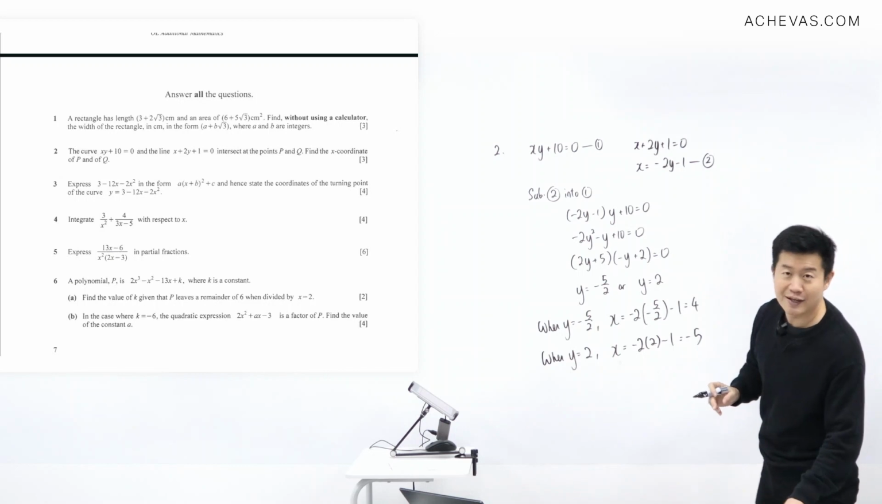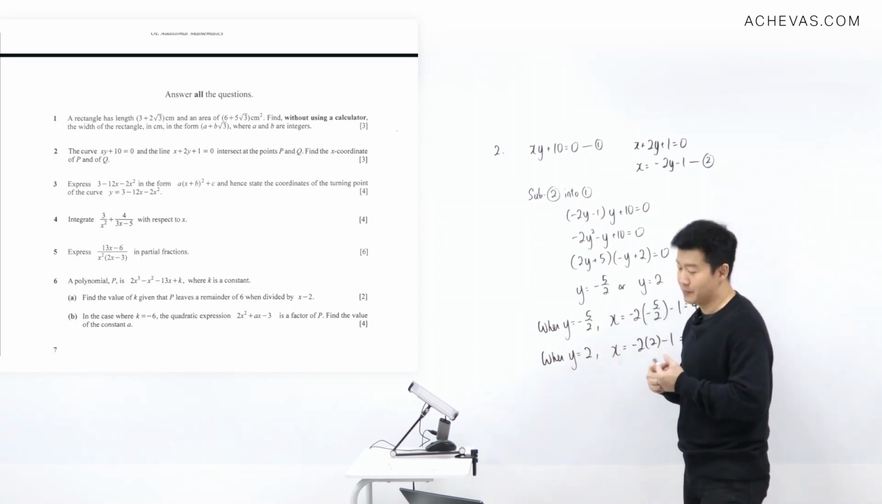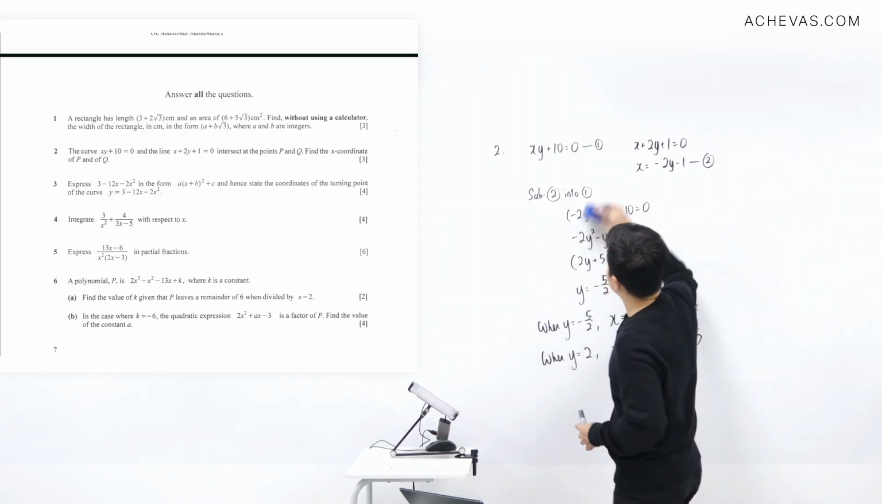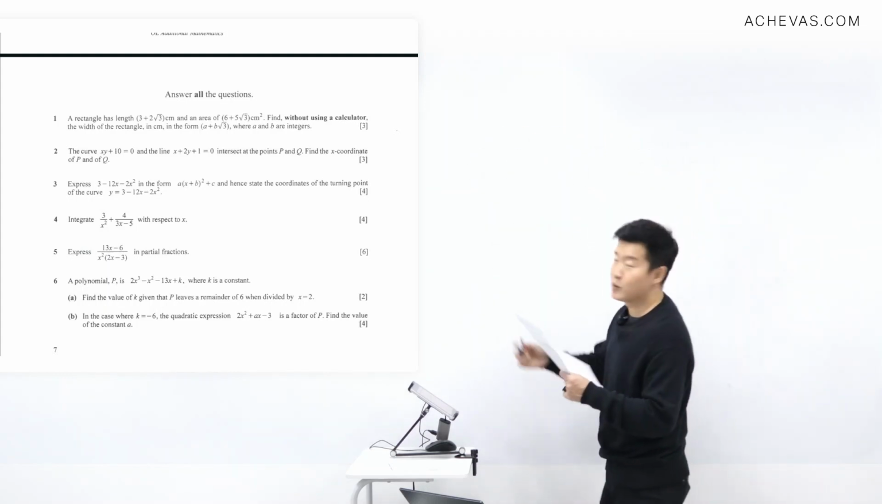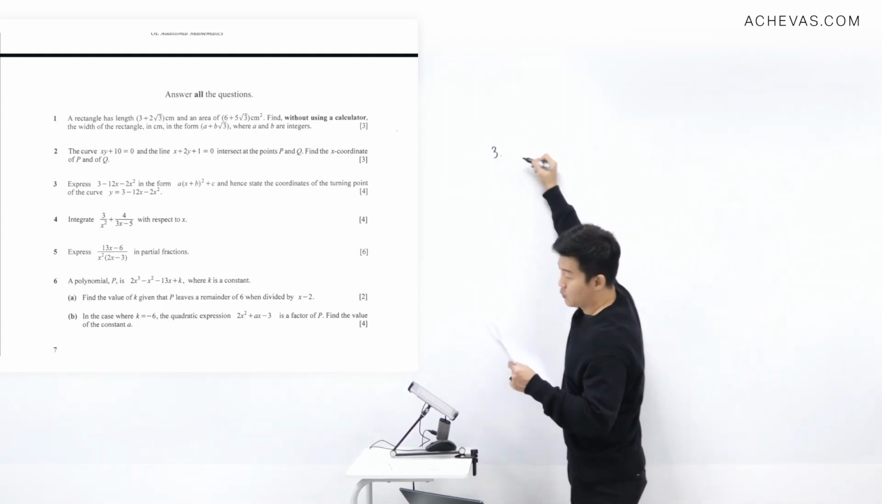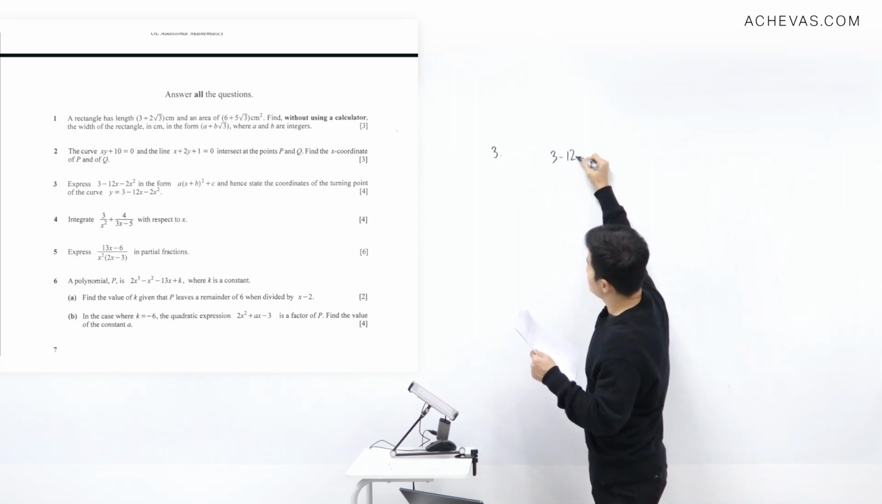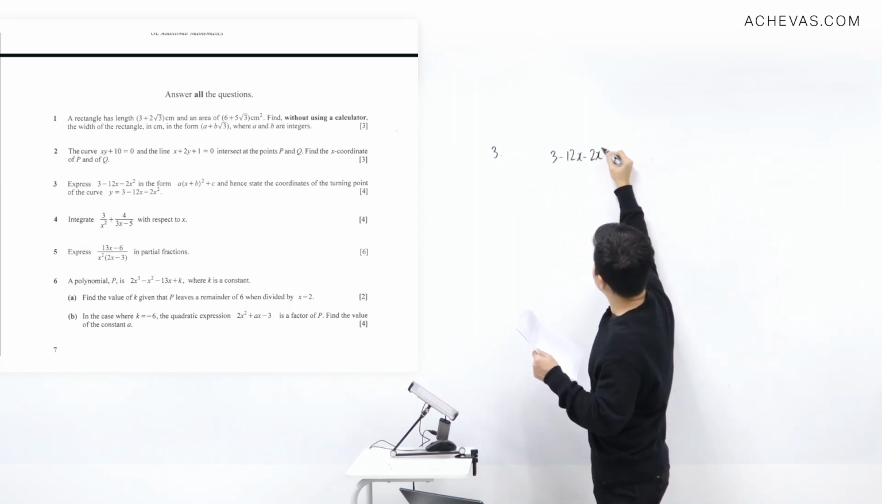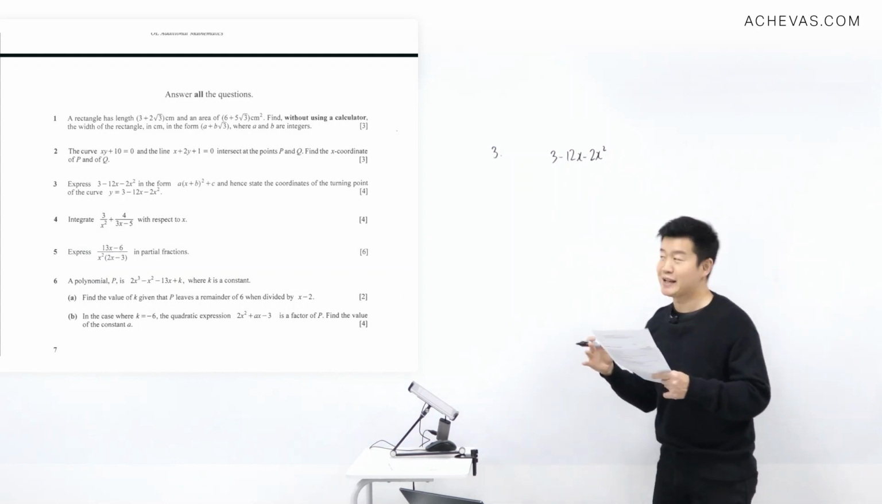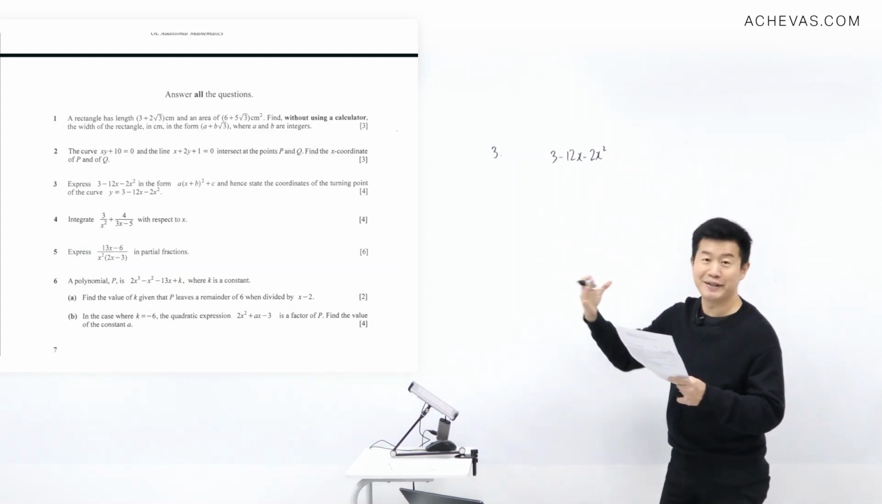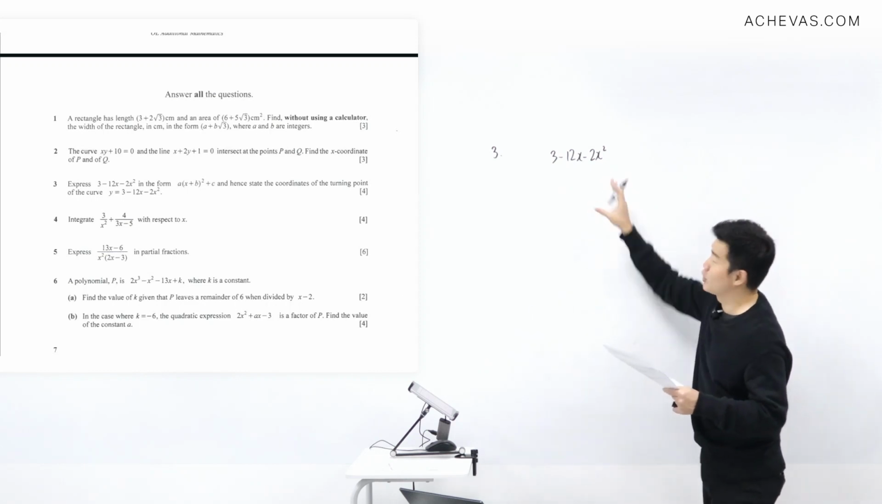Let's move on. Let's take a look at question number 3. Okay, now in question number 3, we are given the expression 3 minus 12x minus 2x squared. We are supposed to re-express it into the completed square form. So let's try to do a completing square to this.